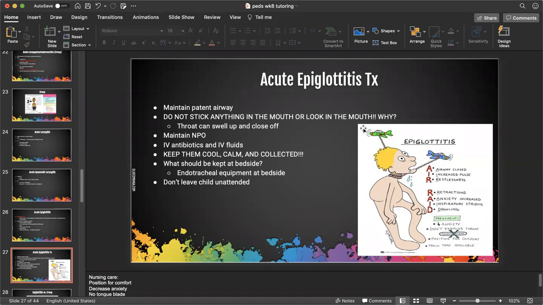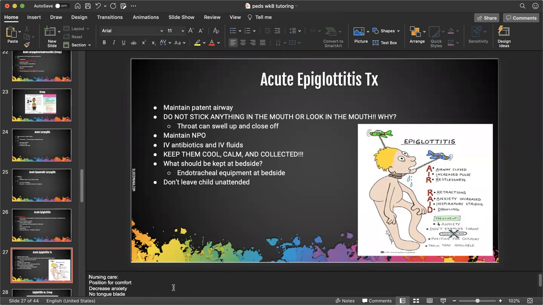For acute epiglottitis treatment, you want to maintain a patent airway, and you don't want to stick anything in their mouth because the throat can swell up and close off. Remember, they're on their way to airway obstruction when they're experiencing acute epiglottitis. You want to maintain them on NPO status, give them IV antibiotics and IV fluids, keep them cool, calm, and collected. And then what should be at the bedside? You want to have endotracheal equipment at the bedside because these kids will most likely be intubated. And you also don't want to leave the child unattended.